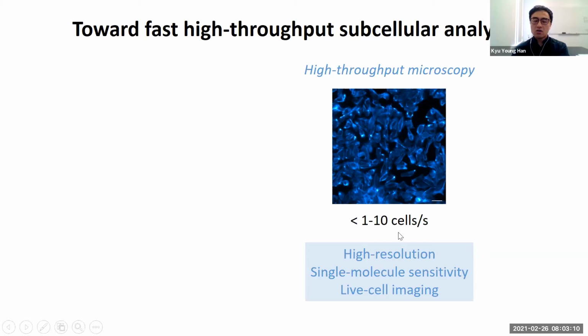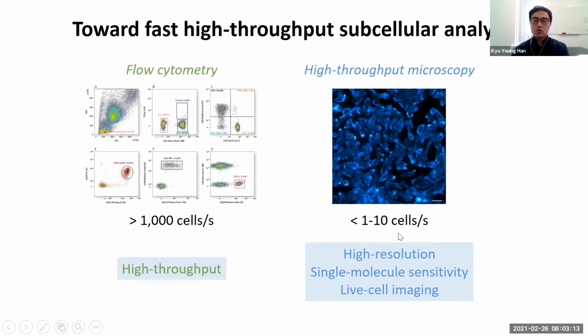If we compare this throughput with another technique such as flow cytometry, we can see the huge difference in magnitude. So one of our group's main motivations is to reduce the gap between flow cytometry and high-throughput microscopy using another imaging technique.